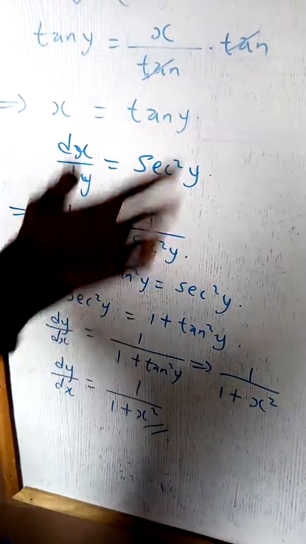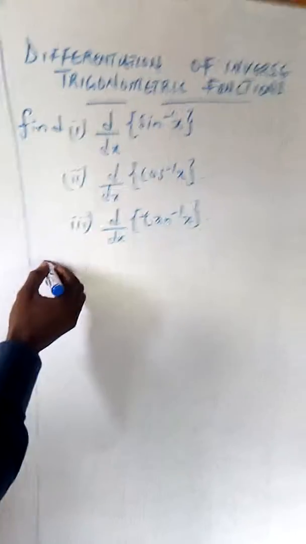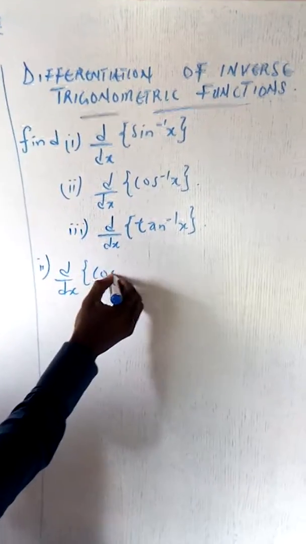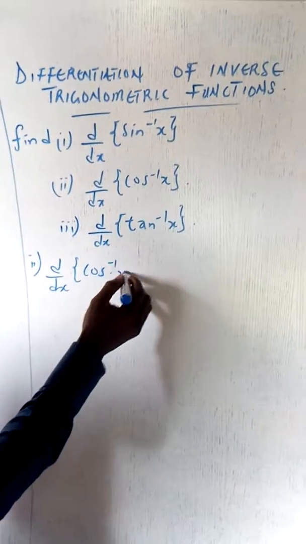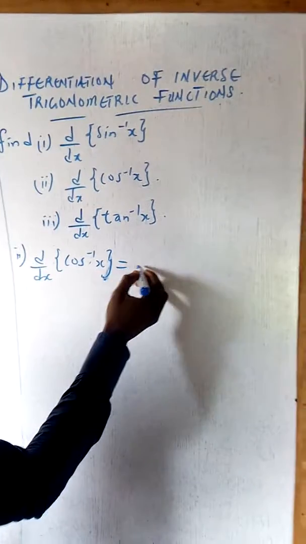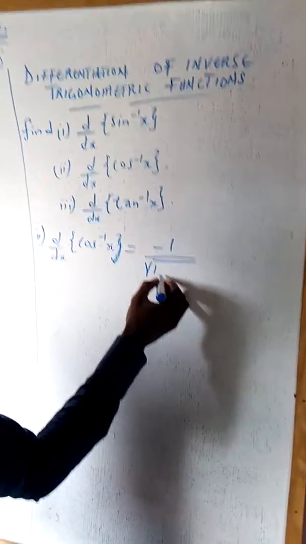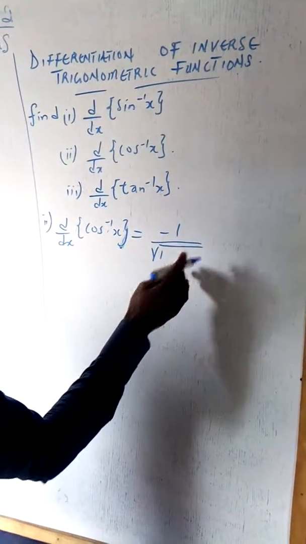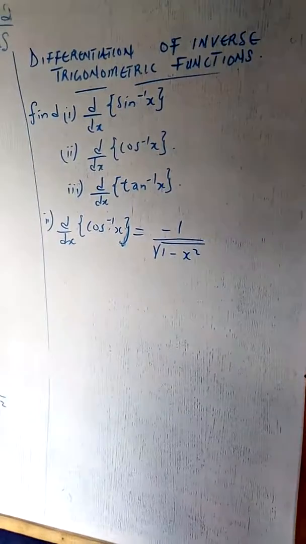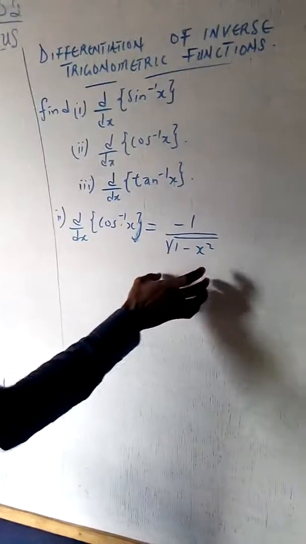That's for tan. Then for cos, we can obtain it equally when you have to find the derivative of the inverse of cos x. When you obtain that equally, what you will get is minus 1 all over the square root of 1 minus x squared. You can go through this using the same procedure, and this is the derivative of the inverse of cos.